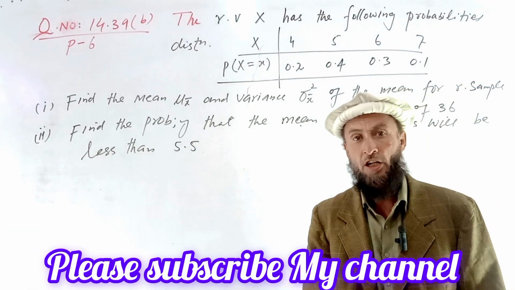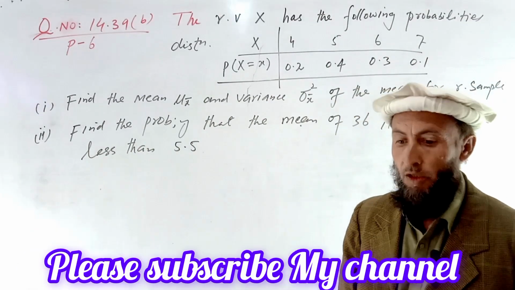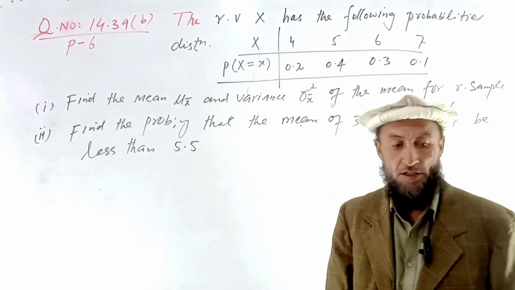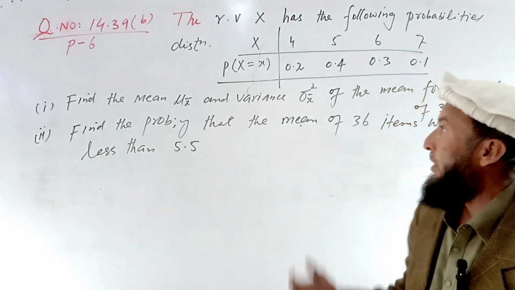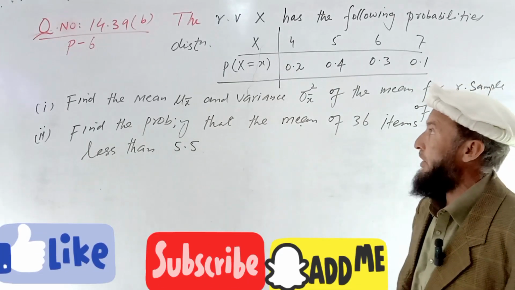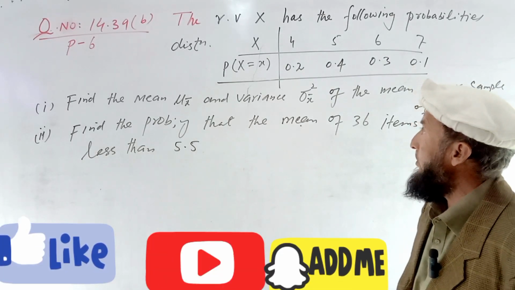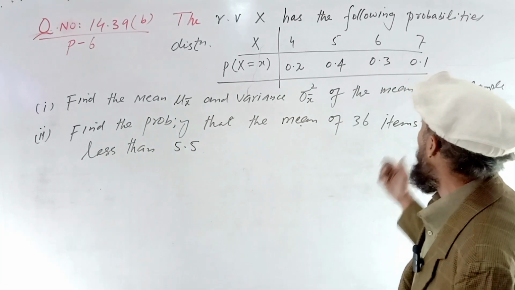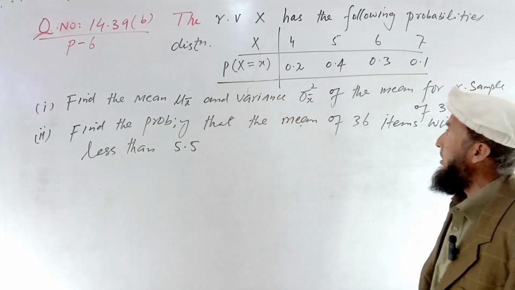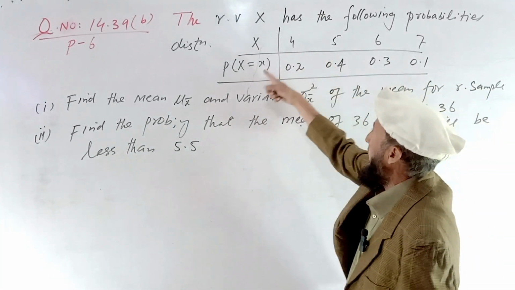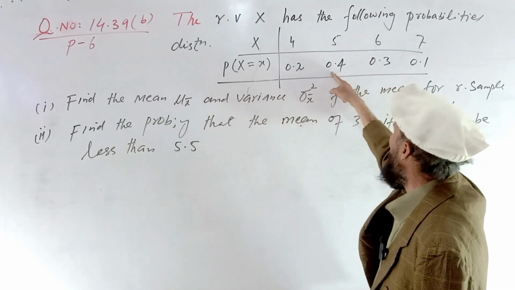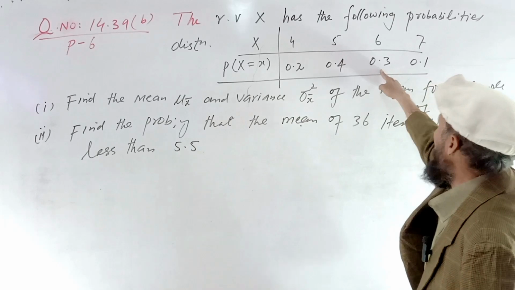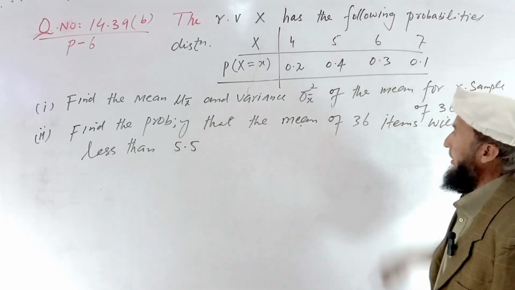Today we are trying to solve the problem exercise, page number 62. The problem is question number 14.39, part B. The random variable has the following probability distribution: x is equal to 4 and has probability 0.2, and 5 with 0.4, and 6 with 0.3, and 7 with 0.1.